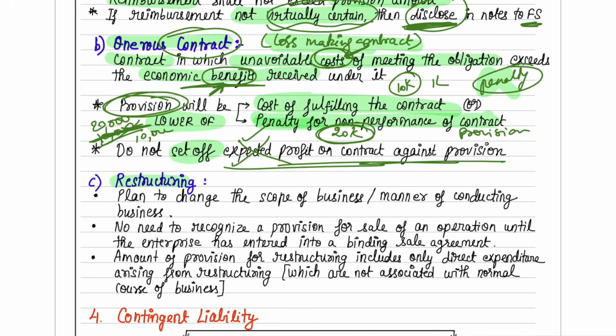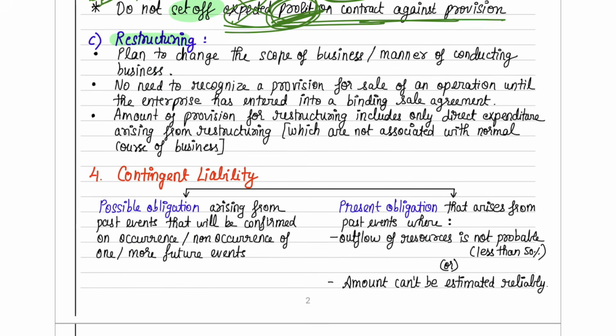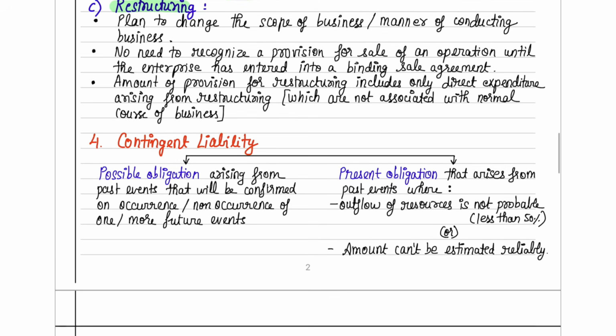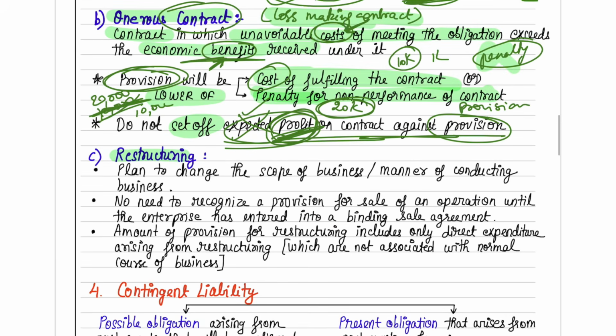Because there are chances either you may fulfill the contract or may not fulfill the contract. So please do not set off that expected profit because it's not earned yet. Uncertain gains you should not record in your books, correct? So please don't do that. Please do not set off your expected profit with the provision that you're going to create. Okay, done. Next, so this was all about onerous contracts.